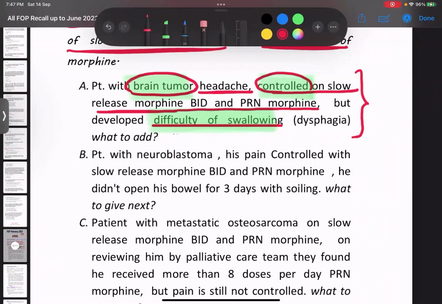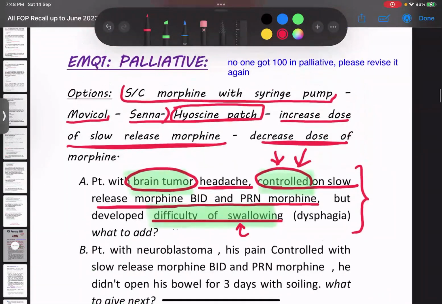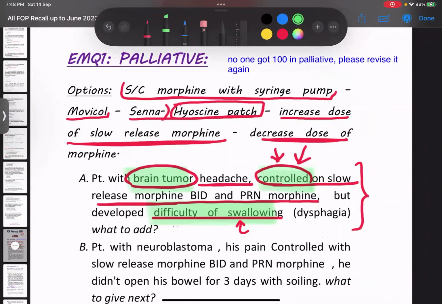So why not reduce the dose of morphine? Why can't we decrease the dose of morphine? Yes, it is controlled. So the pain is controlled, that means do not touch. Don't reduce the dose of morphine. In that case, since the patient is complaining about localized pain, only treat those particular symptoms. So for localized pain treatment, we will go with the hyoscine patch or fentanyl patch. Do we have a fentanyl patch? No, we have the hyoscine patch. So we are choosing the hyoscine patch here.